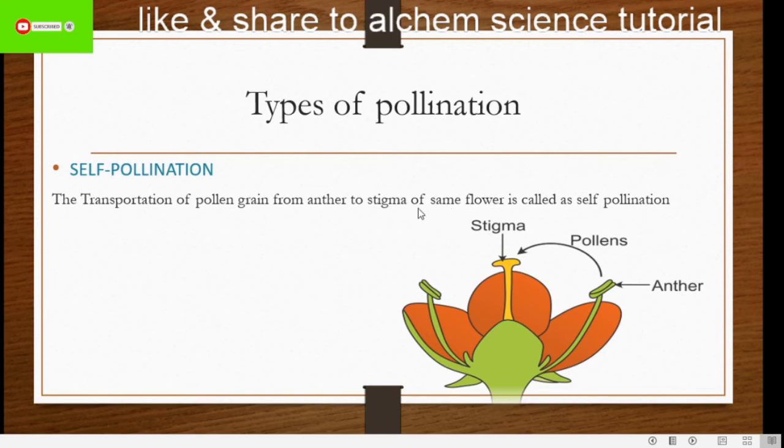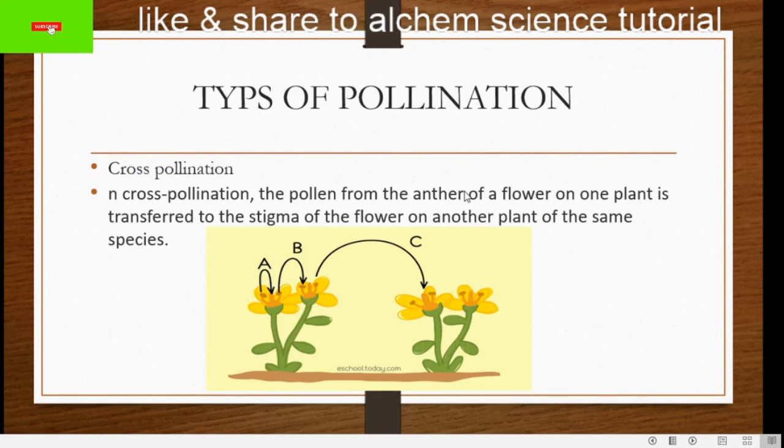You can see here, this is a single flower, and the anther of this flower and the stigma of the same flower, meaning no other flower is involved in this case. The anther will transfer pollen to the same stigma of the same flower. Such a pollination is known as self-pollination. Whenever the transfer of pollen grain takes place in the same flower, it is called self-pollination. And the second type is cross-pollination.